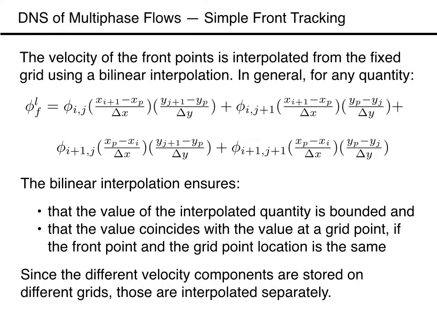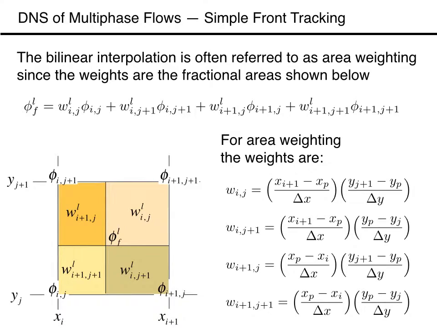Notice that since the different velocity components are stored at different locations, or on different grids, we need to interpolate those separately. We can rewrite the interpolation function in a slightly more general form by identifying the quantities multiplying the grid point values as weights. For a linear interpolation, the weights have a simple geometric interpretation. The weight for grid point I, j, for example, is given by the x-coordinate of the I plus 1 grid line minus the x-coordinate of the front point, times the y-coordinate of the j plus 1 grid line minus the y-coordinate of the front point, divided by the area of the grid cell, delta x times delta y.